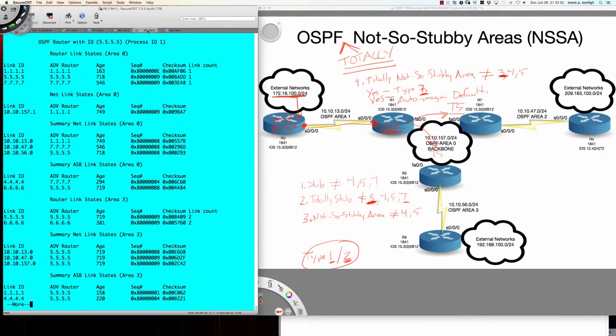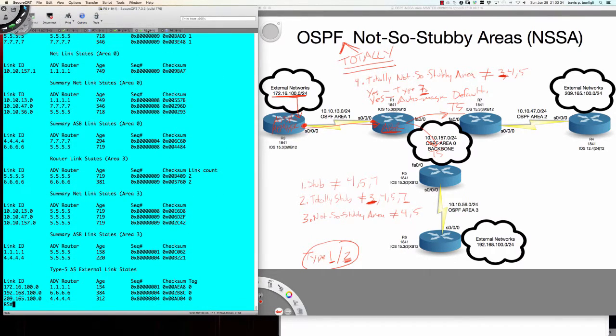And you can see he doesn't see it as a type 7, he sees it as a type 5. And who's the advertising router? Who flooded it out? The ABR, the area border router, router 1, flooded out the type 5 AS link state. All right, let's check finally.